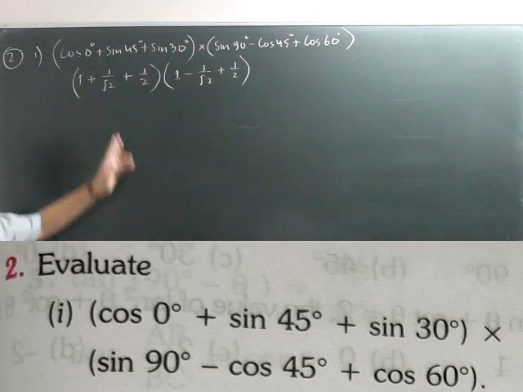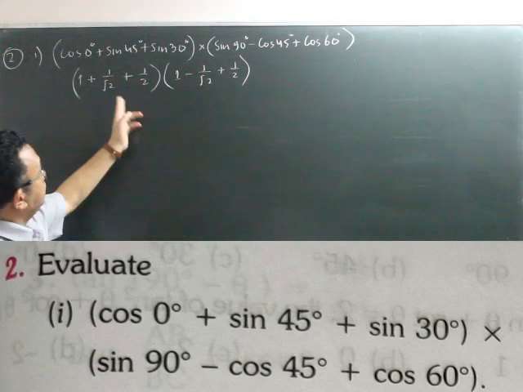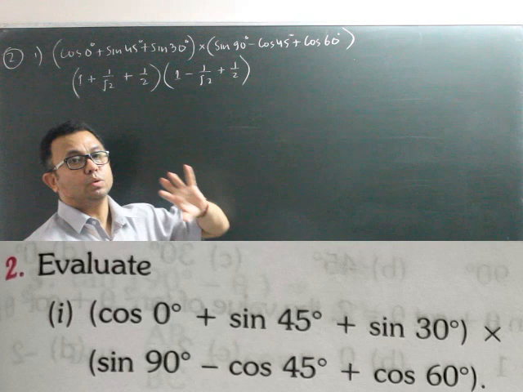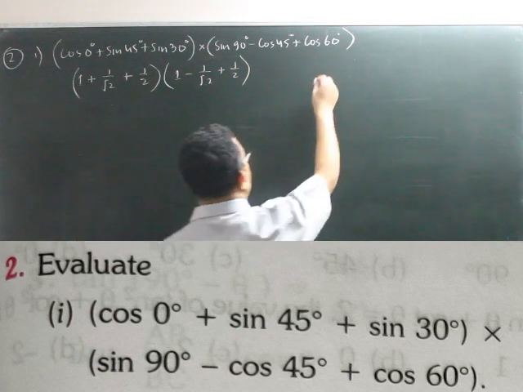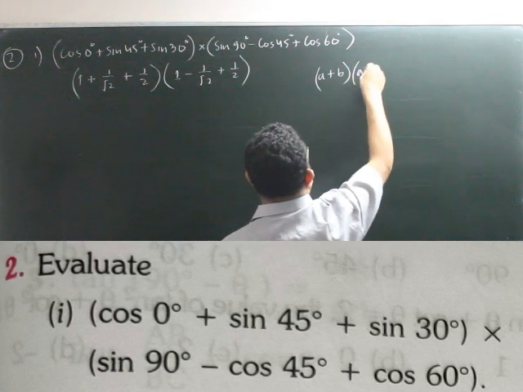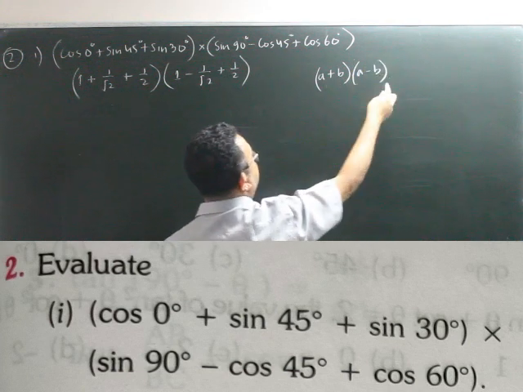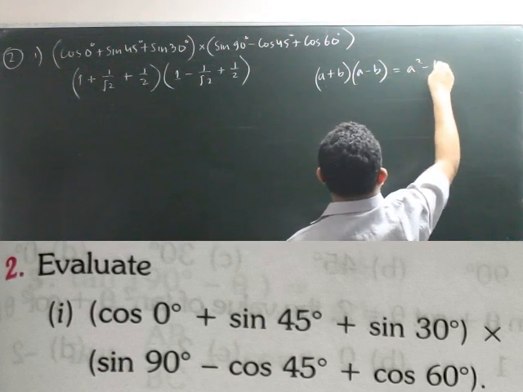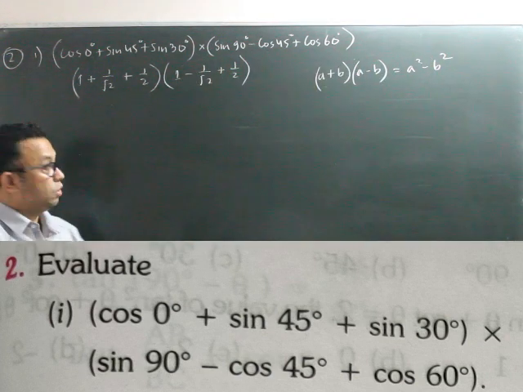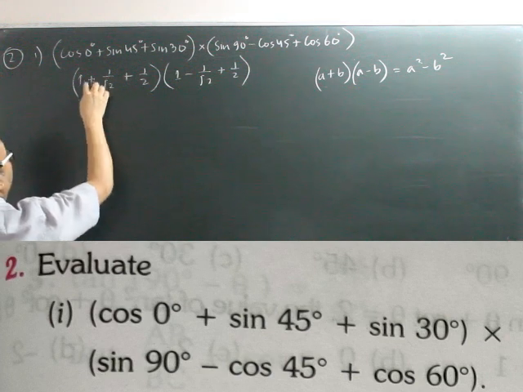Now if you look at these 2 brackets, the only difference that you see is this plus 1 by root 2, there you have minus 1 by root 2. So in class 8 you have learned one formula that a plus b into a minus b, so a plus b, a minus b can be written as a square minus b square. So that is what I am going to do. If I do it directly you may not understand, so let me first arrange it.